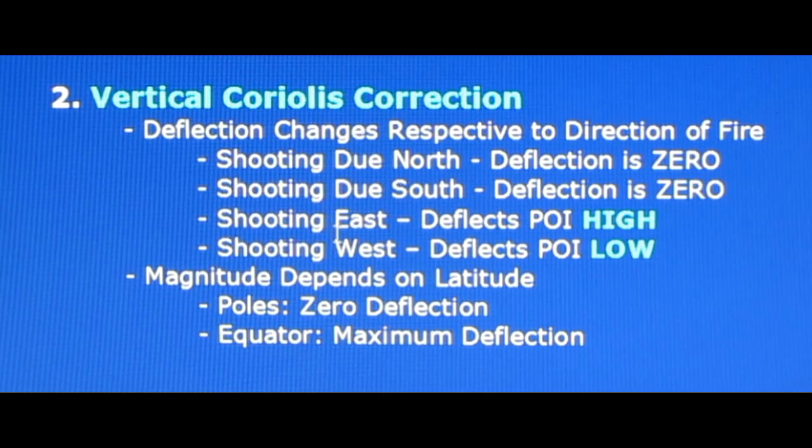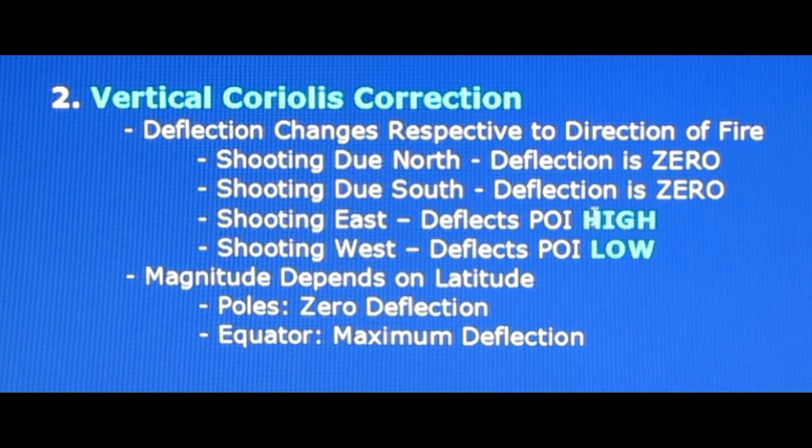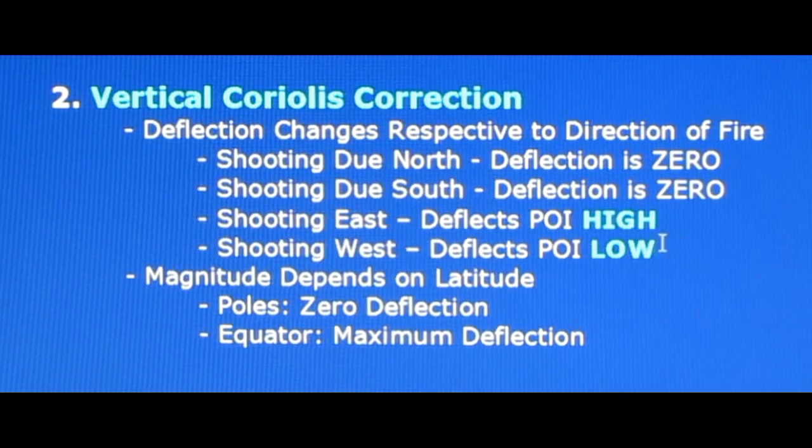Where it comes into play is shooting east and west. If you're shooting east, it's going to deflect your point of impact to be high. You're going to hit high, okay? If you're shooting west, it's going to bump you down just a little bit. It's going to be low. So you're going to have to crank up your scope to counteract for that a little bit, okay?